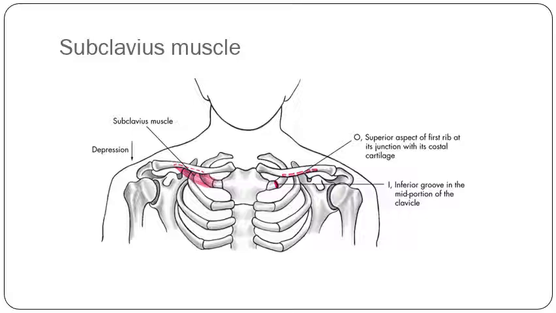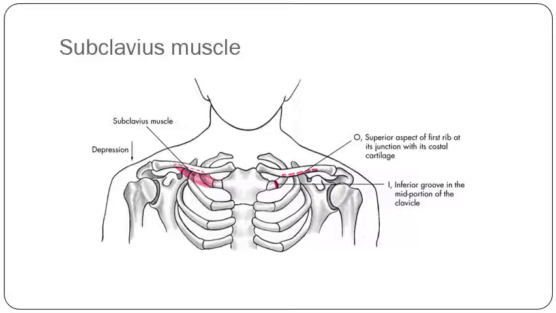Now, we didn't mention the subclavius muscle earlier. The subclavius muscle is actually a small little muscle at the clavicle. You can kind of see it there. It does help to depress the clavicle. That's its primary function. You see the origin and insertion over here.